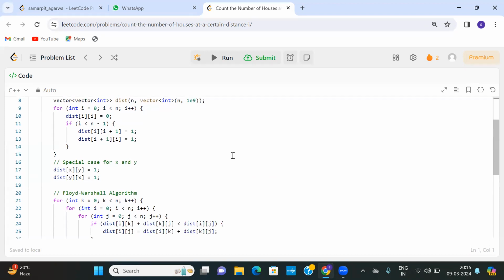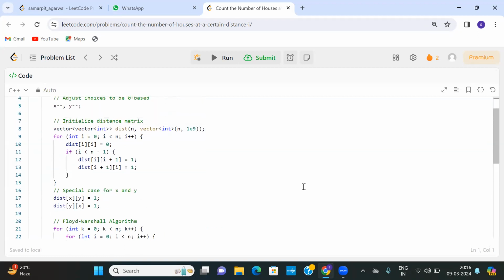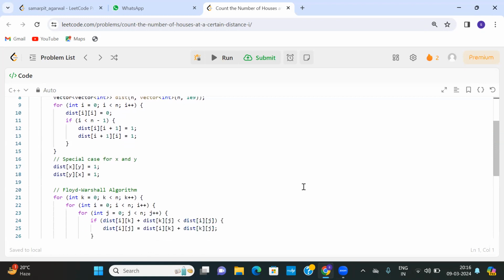Now, the special case which exists is that there is a street connecting x to y. So if we want to go from x to y, we only require one street. So that is why distance xy equals to 1, and distance yx is also equal to 1. So in this way, we have initialized our distance matrix.